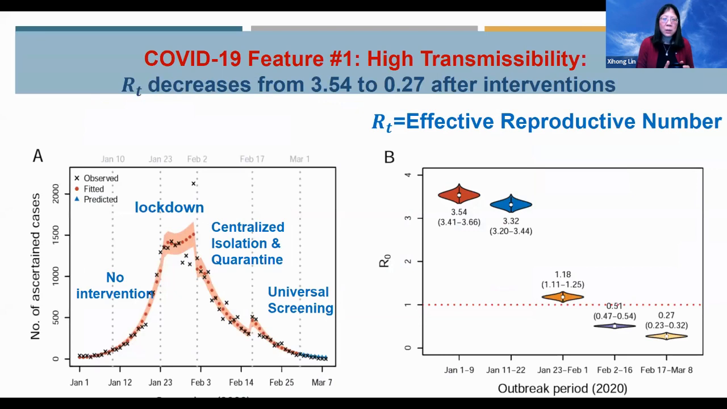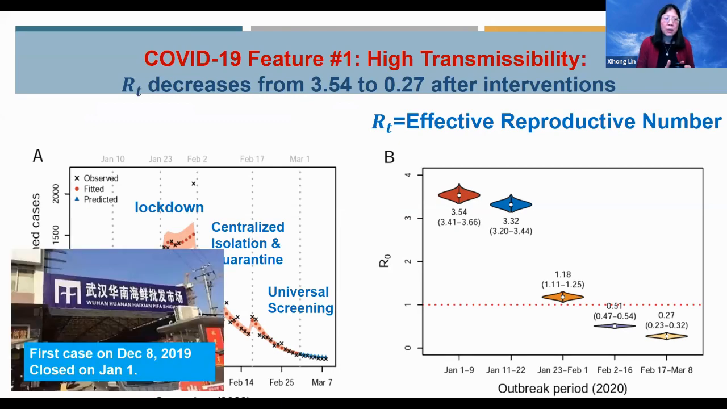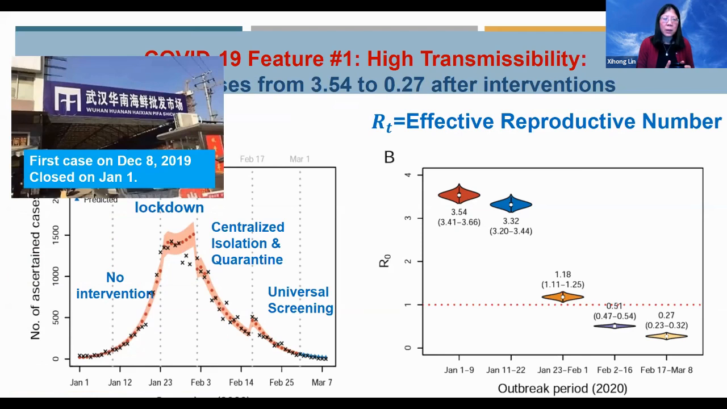Here is the Wuhan data. We showed in the two papers that COVID has two features. The first feature is that if there's no intervention, it is highly transmissible. Using the Wuhan data, we looked at the period before January 23rd, when there was no intervention. The first case was reported on December 8th, linked to the Huanan seafood market, and the market was closed on January 1. If you look at data from before January 23rd, the number of cases went up exponentially. The Rt value was estimated on the right at about 3.5, so each person could infect 3.5 people.